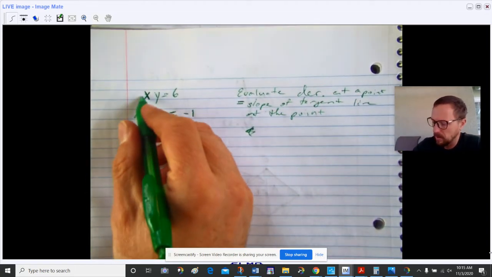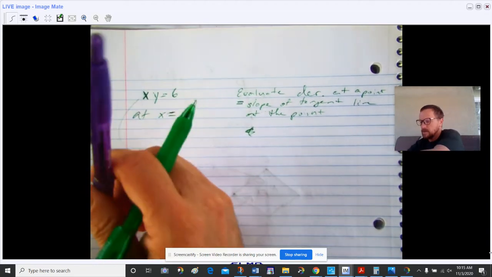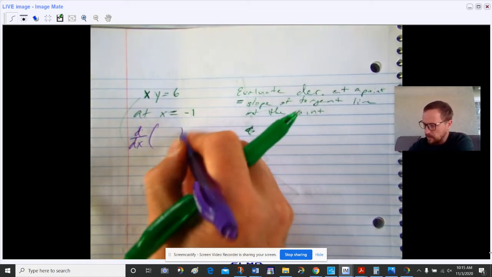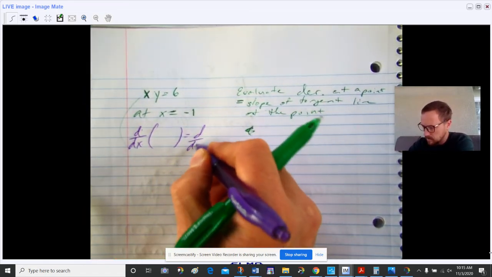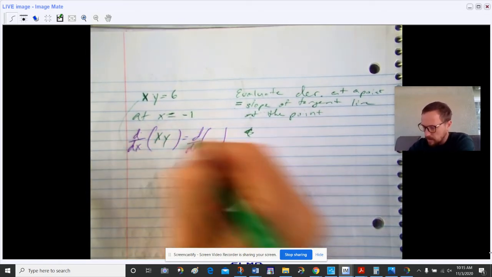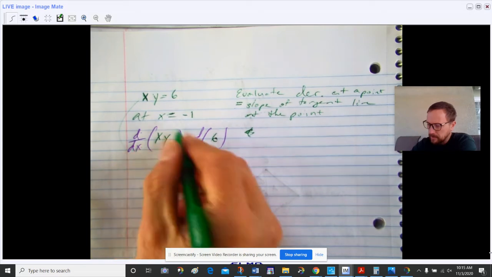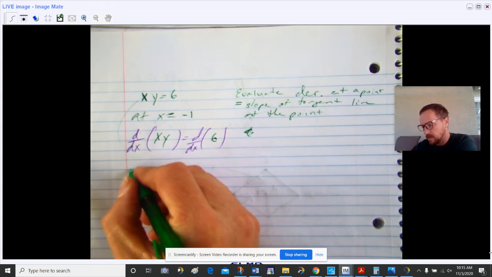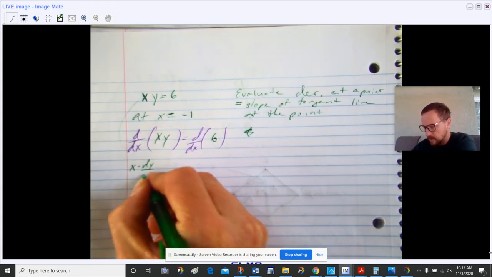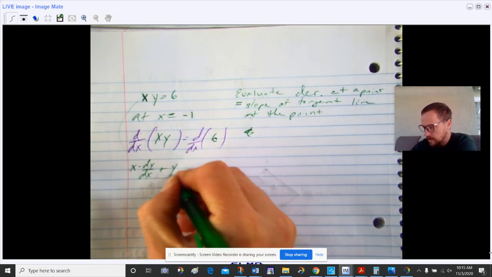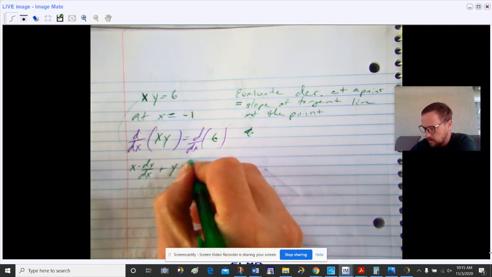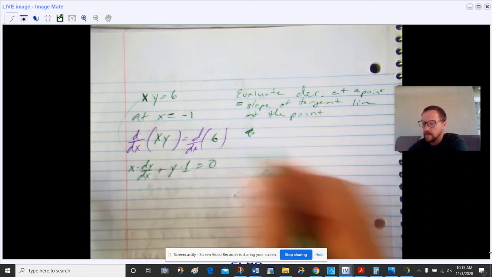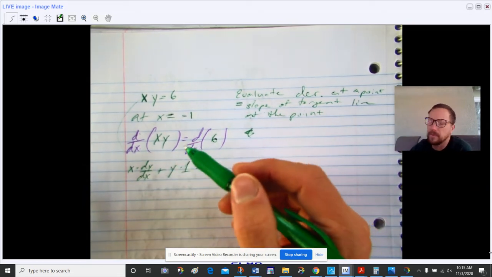So if we go through, I'm going to take the derivative of this, so we do d over dx, the derivative with respect to x, of both sides. On one side we have xy, on the other side we have 6. If we take the derivative of xy, these are multiplied together, so we have to use the product rule. That's the first times the derivative of the last plus the last times the derivative of the first. The derivative of x is just 1, and the derivative of 6 is 0. All right, so now we have all of this. And of course, you could solve for dy over dx right now.